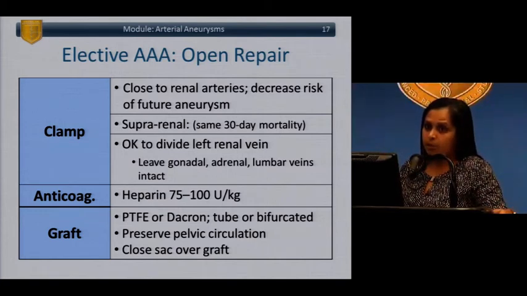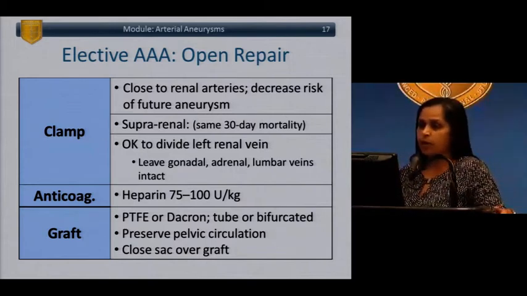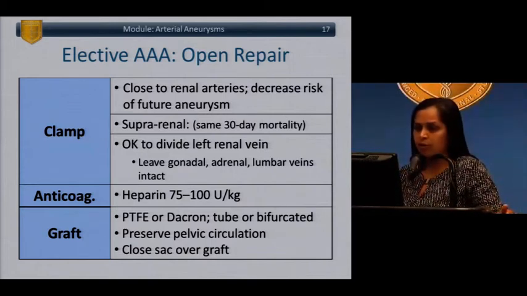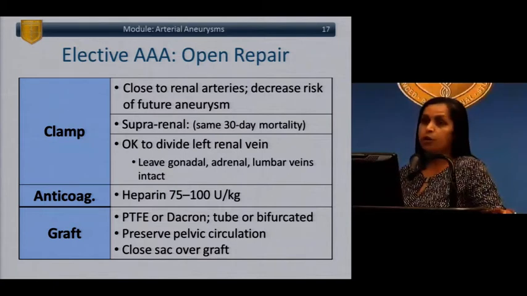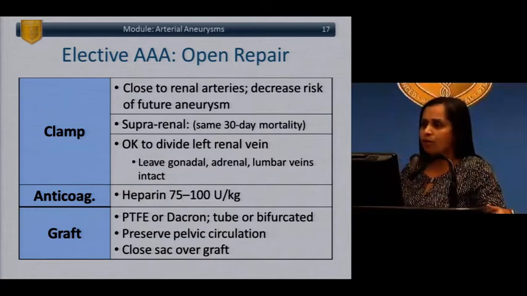Anticoagulation is important when you clamp the aorta. And then the type of graft really doesn't matter. You want to repair the part of the aorta that's abnormal and aneurysmal, but preserve any normal vessels, so you can do a tube graft or a bifurcated graft, depending on the anatomy. And then the final principles are to close the sac of the aneurysm around the graft, as well as retroperitoneal tissue, if possible, over the graft, to try to isolate the aorta from the intra-abdominal contents.